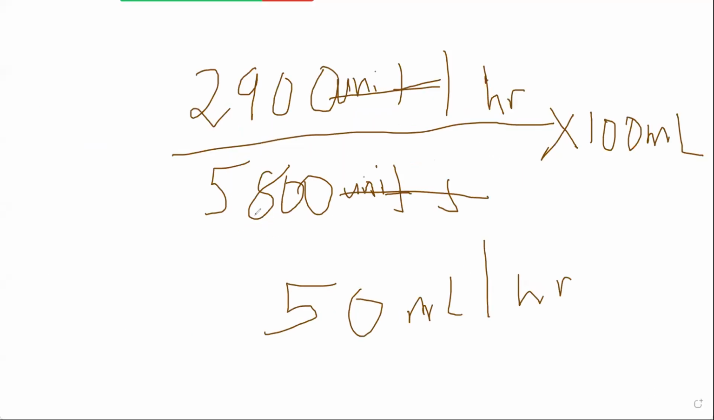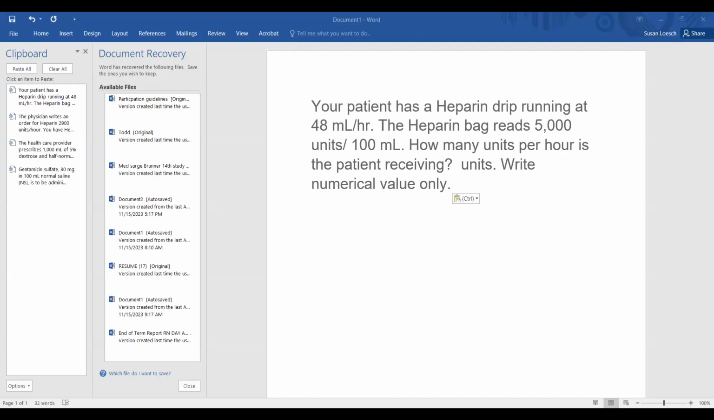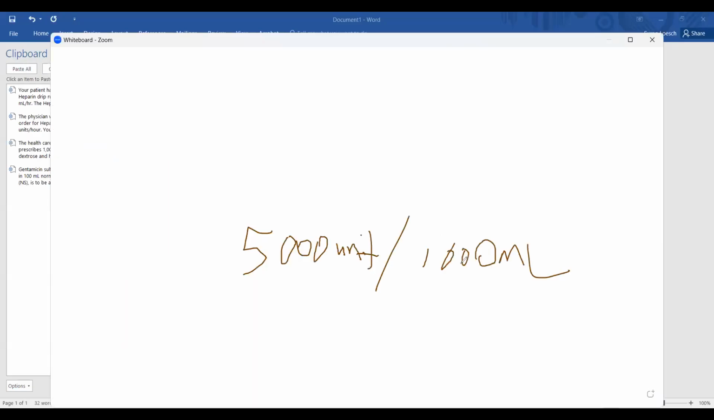So you know that you have 5,000 units in 100 mLs. The heparin bag is 5,000 units in 100 mLs. So let's go back to that. So we have 5,000 units per 100 mL.